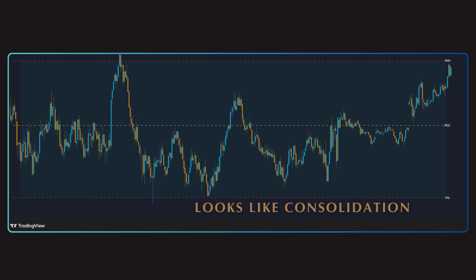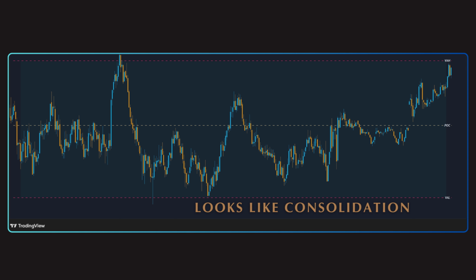This is the state where the market has found an acceptable price range, and both buyers and sellers are comfortable transacting within it. Price rotates within the value area, oscillating between the value area high and the value area low, with the POC acting as the central magnet. Think of it like a pendulum swinging back and forth within a defined range. It tests the edges, gets rejected, and returns to the center.